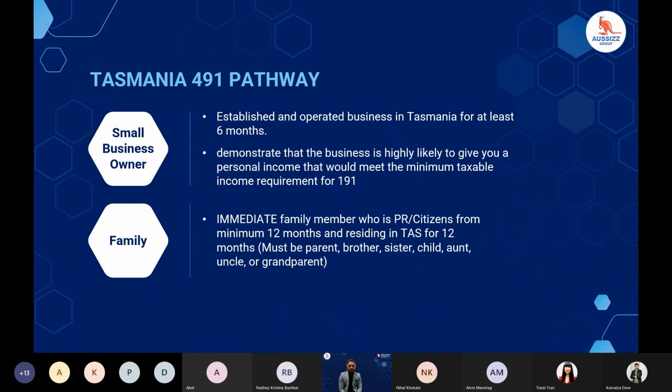Next part is the family category in Tasmania. So if you have an immediate family member who is a permanent resident or citizen and living in Tasmania for 12 months, then you can apply for a family sponsorship category as well. This person must be related to you by being a parent, brother, sister, child, aunt, uncle, or grandparent.